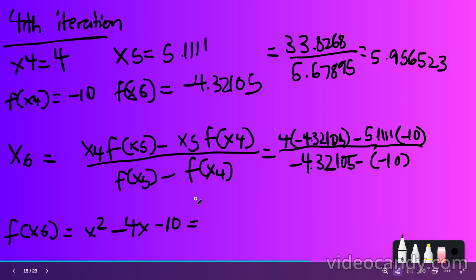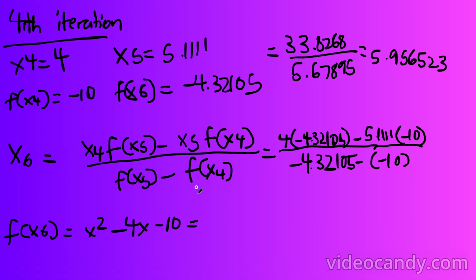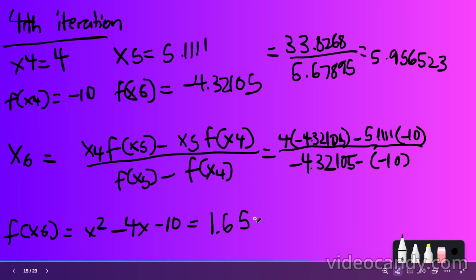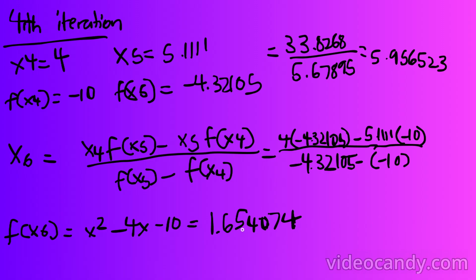So 4.956. Okay, so the number is 1.65407. Yeah, 1.65404. So these are the numbers for the fourth iteration.